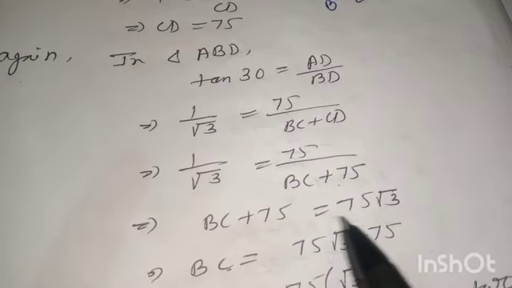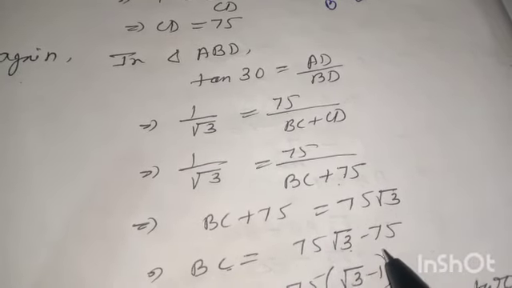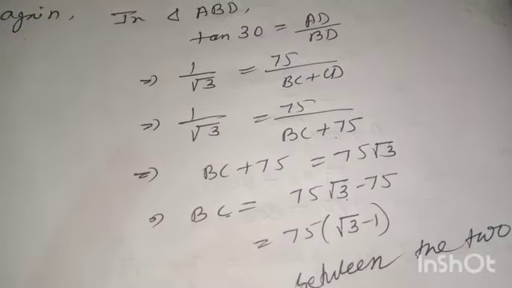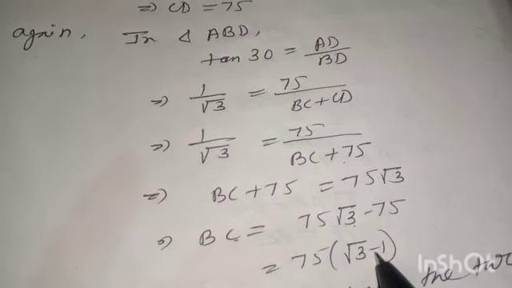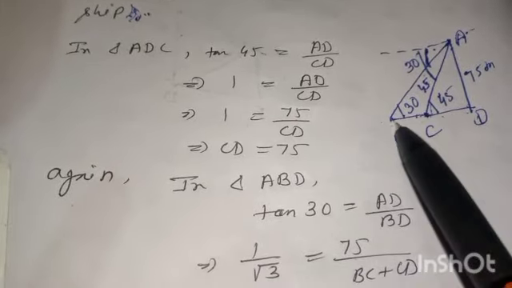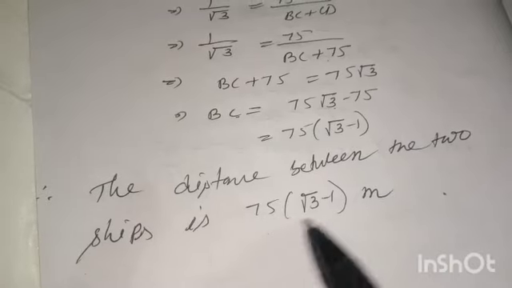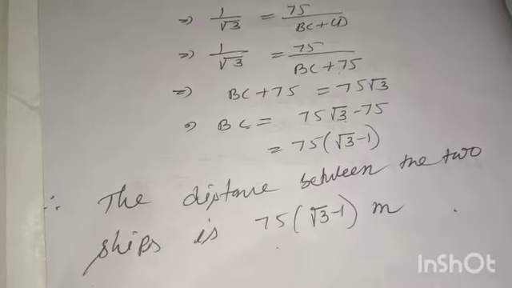Now if you transfer this 75 to the right hand side, that is 75 root 3 minus 75. Now take 75 common, what will you get? Root 3 minus 1. Then you get BC is equal to 75 times (root 3 minus 1). This distance BC will be the answer. Therefore, the distance between the two ships is 75 (root 3 minus 1). Clear? Next question. Now question number 16.